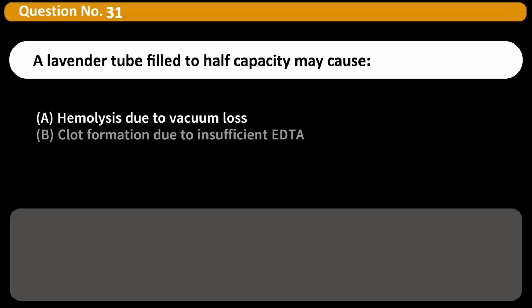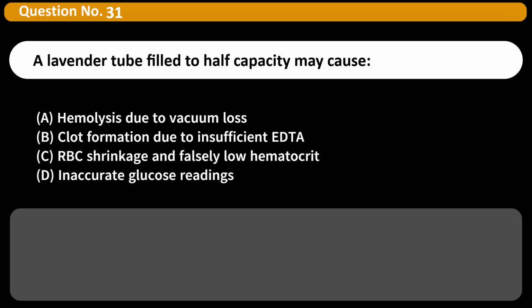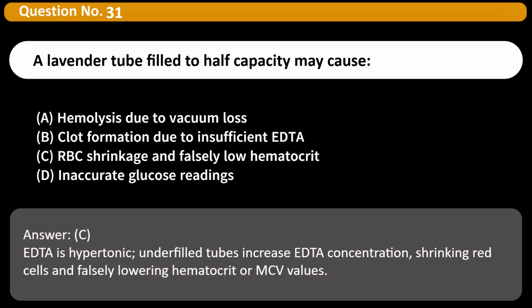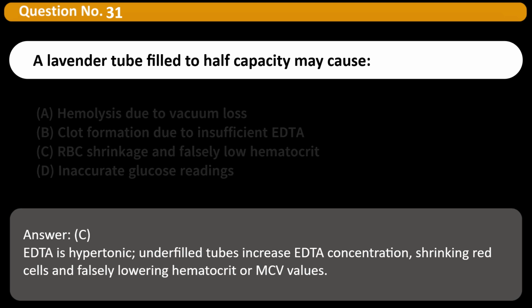A lavender tube filled to half capacity may cause A. Hemolysis due to vacuum loss. B. Clot formation due to insufficient EDTA. C. RBC shrinkage and falsely low hematocrit. D. Inaccurate glucose readings. Answer: C. EDTA is hypertonic. Underfilled tubes increase EDTA concentration, shrinking red cells and falsely lowering hematocrit or MCV values.